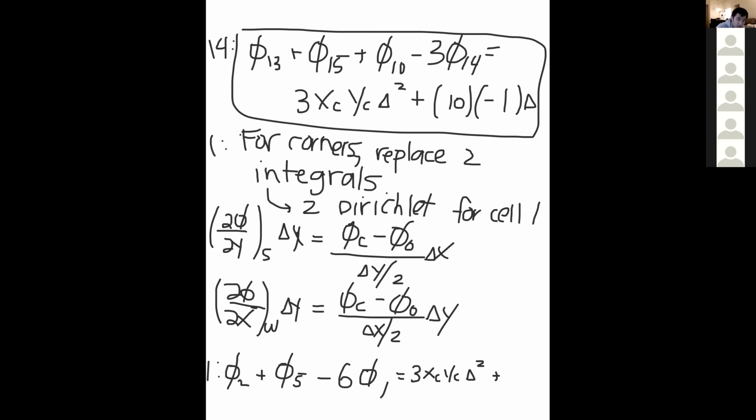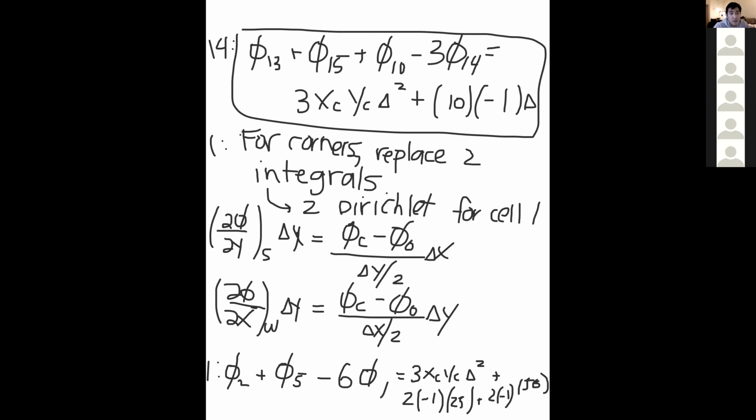And then on the right-hand side, we have our source term like usual, so 3 x_c y_c delta squared, plus our two Dirichlet conditions. So we have 2 times k times the first Dirichlet, which is 25, plus 2 times k times our other Dirichlet, which is 50. So when you're dealing with the corner cells, you need to do this for both boundary conditions. In this case, we have two Dirichlets, but you need to watch out if you have a Dirichlet and a Neumann or two Neumanns, and make the appropriate adjustments.